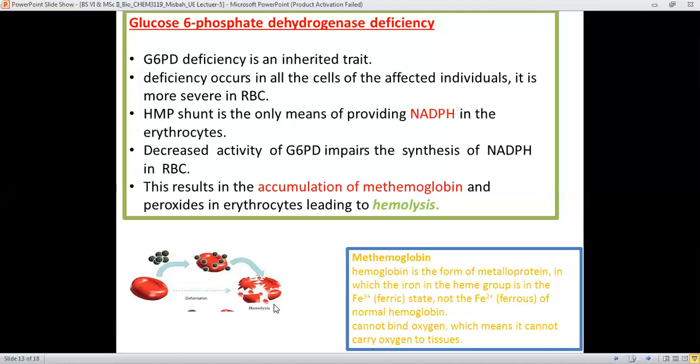due to the deficiency of the glucose 6-phosphate dehydrogenase, and in fact the deficiency of NADPH, which is very essential for the detoxification process as well. And what is methemoglobin? It's the impaired form of hemoglobin, you can say the wrong form of hemoglobin, in which the iron is present in the Fe3+ state instead of Fe2+, which is the normal one. Therefore, when the iron is abnormal, it will not bind oxygen, and therefore it will not carry oxygen throughout the cell.